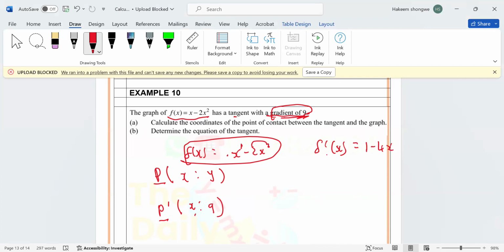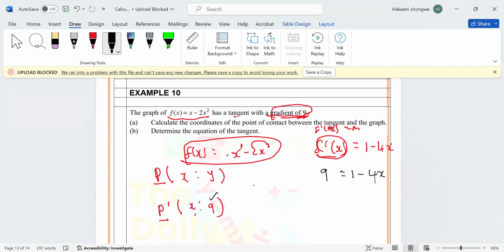But now remember, what is f prime of x? F prime of x, in other words, we call it M. Remember? So in other words, instead of writing f prime of x, we put in 9. And when I put in 9, I'm left with 1 minus 4x.